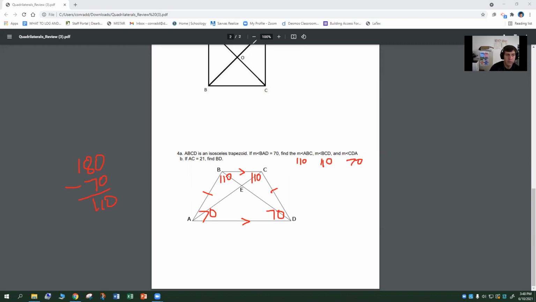All right, the last piece here are the diagonals. We know the diagonals are congruent. So if AC is 21, then BD, the other diagonal, is also going to be equal to 21. Okay, and that's the quadrilaterals review. We went through the three special parallelograms, the rhombus, the rectangle, the square, and then the isosceles trapezoid here.